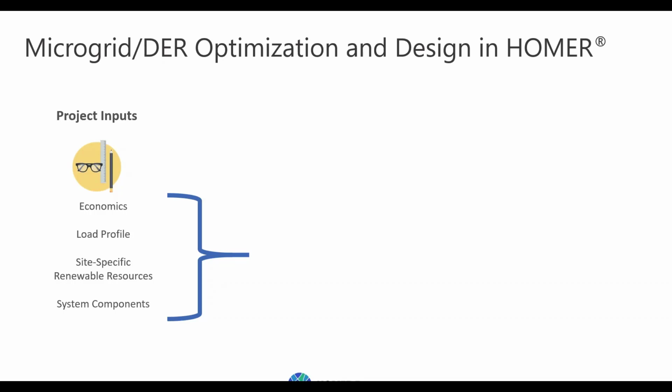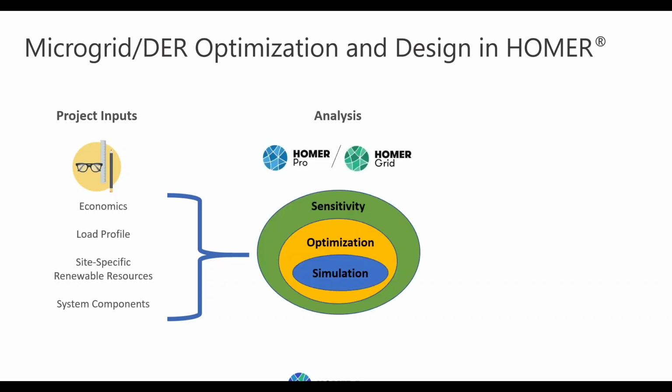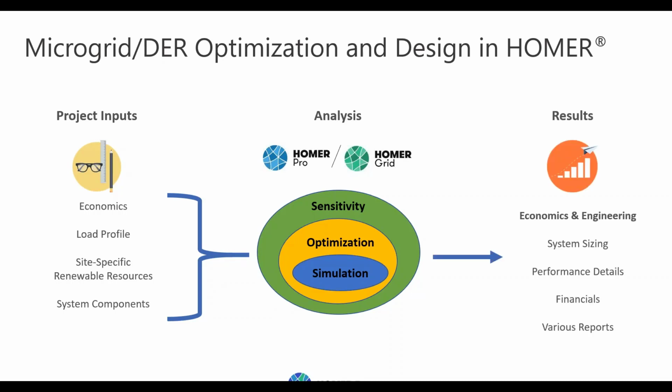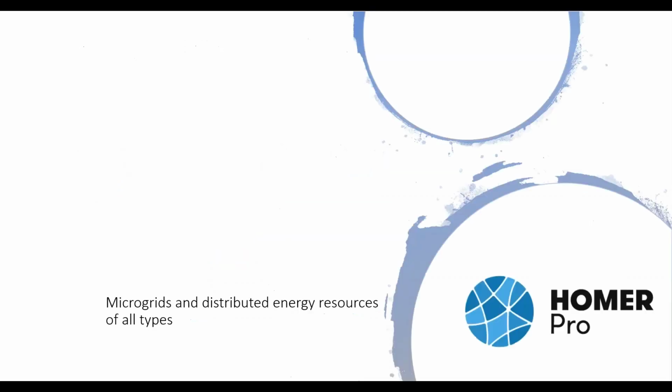Using Homer to design and optimize your microgrid or distributed hybrid energy system has 3 main steps. First, you provide basic information on the economics, such as the interest rate, along with your energy demand profiles and location, which tells us the renewable resources, the solar radiation and wind speed, and then the types of equipment you want to consider, shown here as the system components. Homer then steps through the 3 nested processes I talked about in the last slide: simulation, optimization, and sensitivity. It provides detailed results not only on the economics of the system, but also on what's going on literally in every hour, if that's what you need to know.